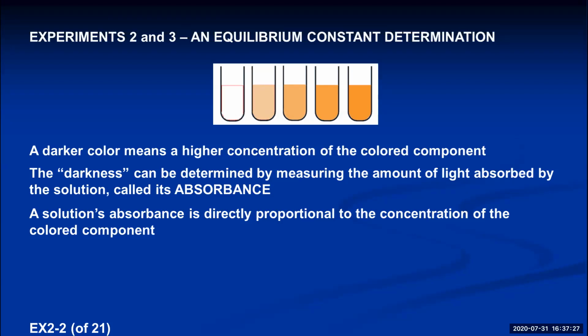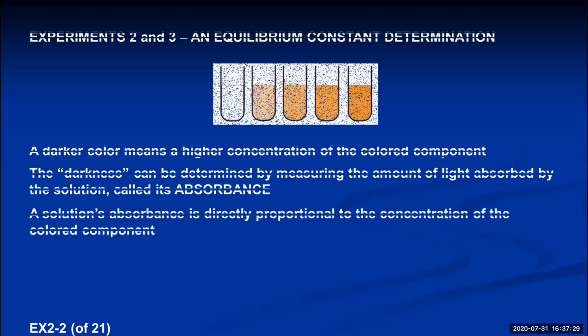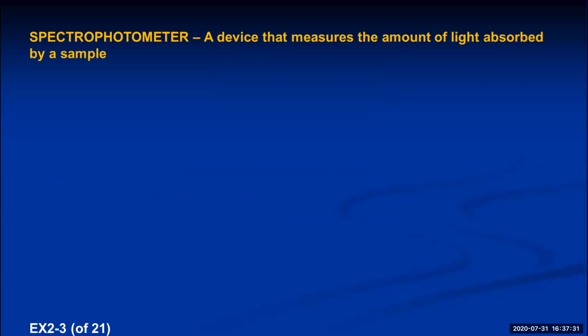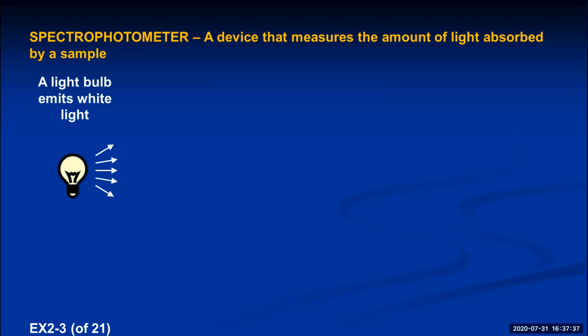Now, how are we going to measure absorbance? We're going to measure absorbance with a device called a spectrophotometer. It measures the amount of light absorbed by a particular sample. Spectrophotometers always have some type of light bulb that emits white light, which you may recall is a combination of all the different colors of the spectrum: red, orange, yellow, green, blue, indigo, violet.